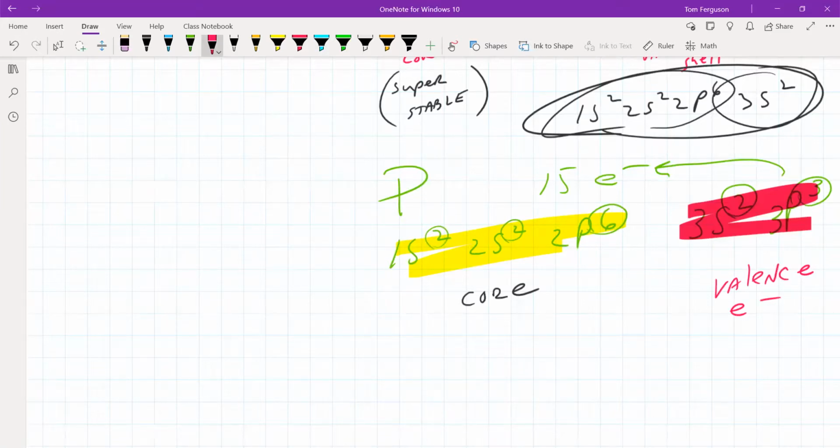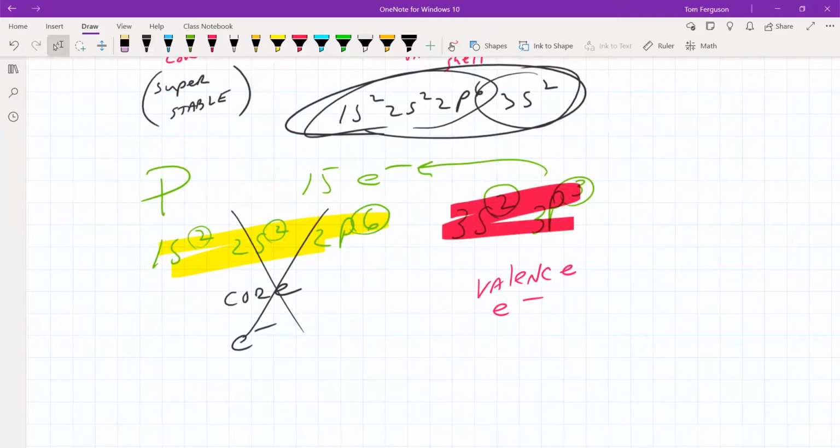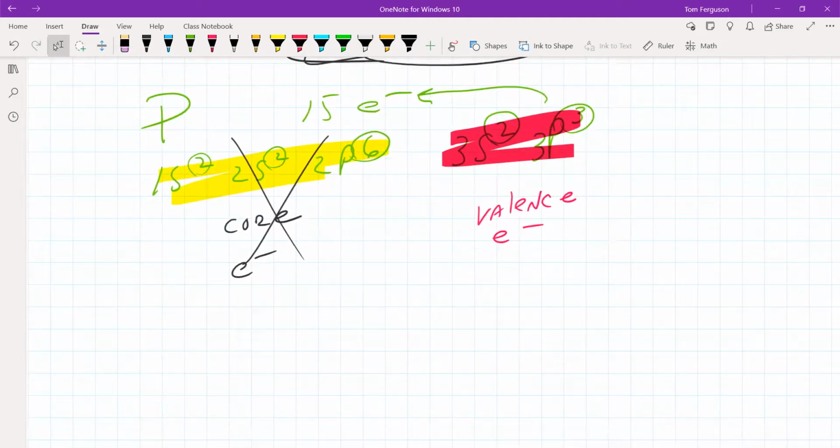These are valence electrons, core electrons. Those don't amount to anything because, again, they're super, super stable. The valence electrons are going to make the chemistry for phosphorus. Now, any questions so far?